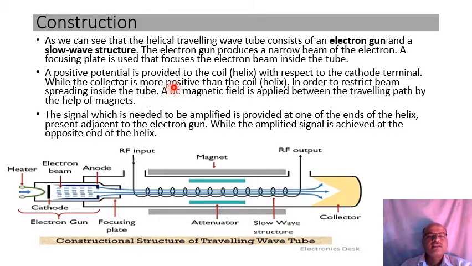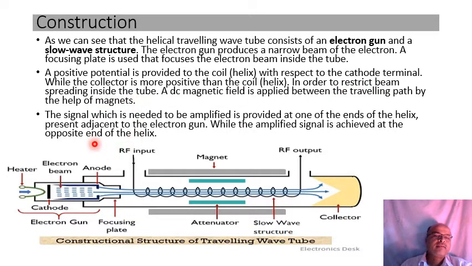A positive potential is provided to the coil, that is the helix, with respect to the cathode terminal, while the collector is more positive than the coil. So this collector is more positive than the helix. In order to restrict the beam spreading inside the tube, a DC magnetic field is applied along the traveling path with the help of magnets.